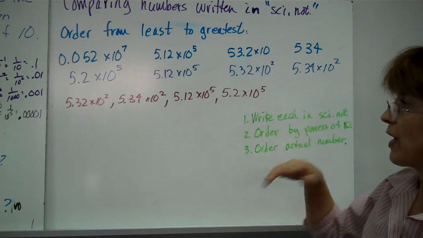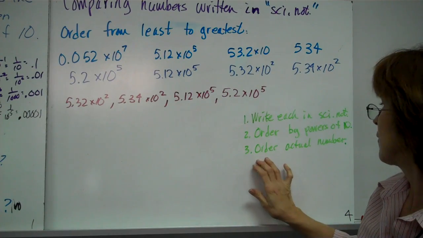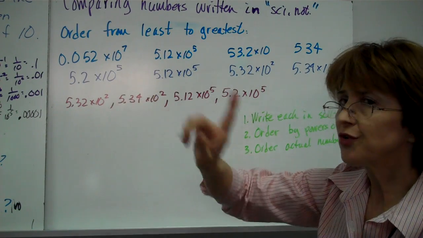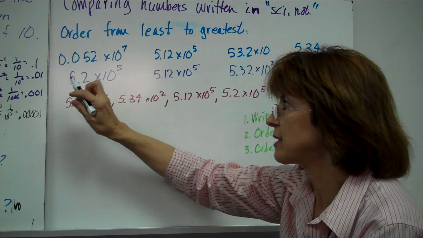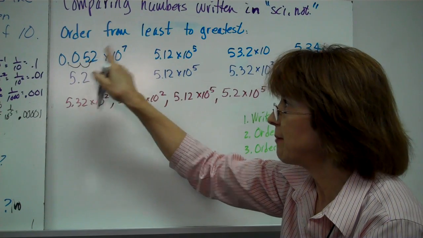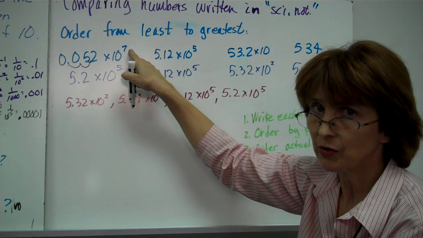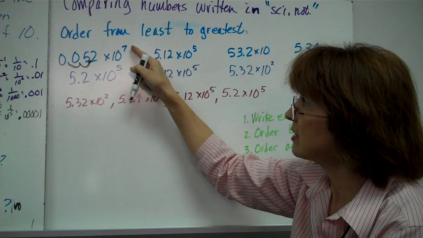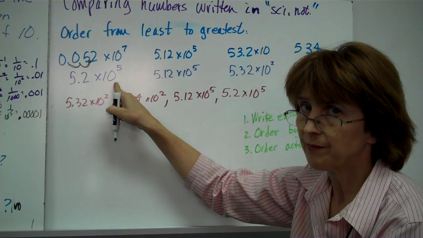Anyway, so first of all, write them all in scientific notation, then order them by the powers of 10, and then order the actual number. It looks harder than it really is. So here's the tricky part, though. To make this into scientific notation, I've got to move the decimal 2 places to make it bigger. If I make it bigger here, I've got to compensate by making the exponent smaller. So in other words, I moved it 2 places here, so I've got to decrease the exponent by 2 here. So it becomes 5.2 times 10 to the 5th.